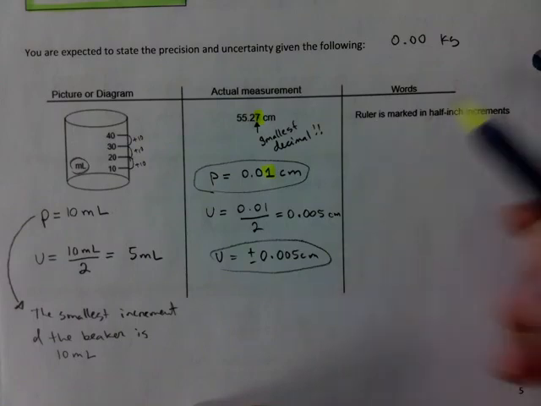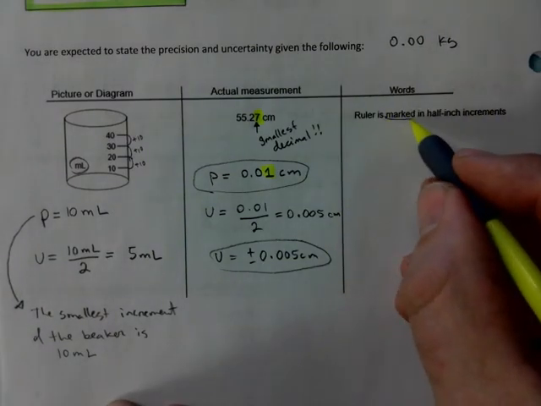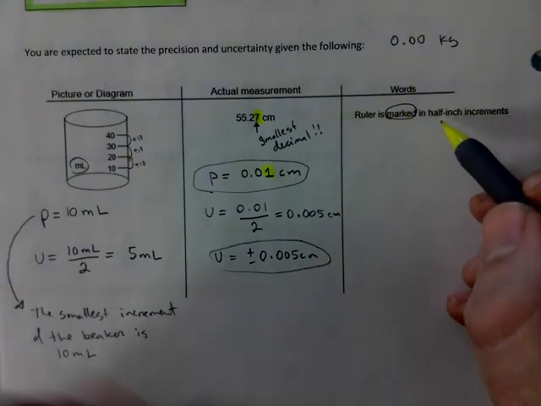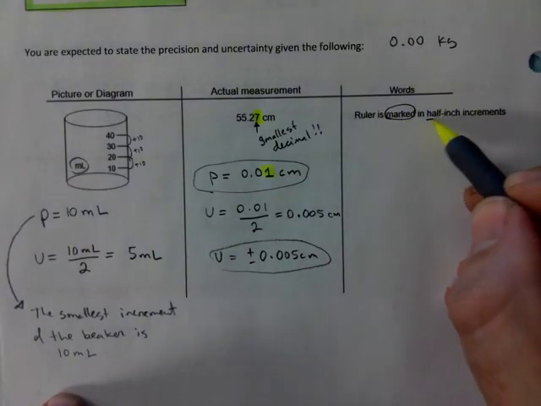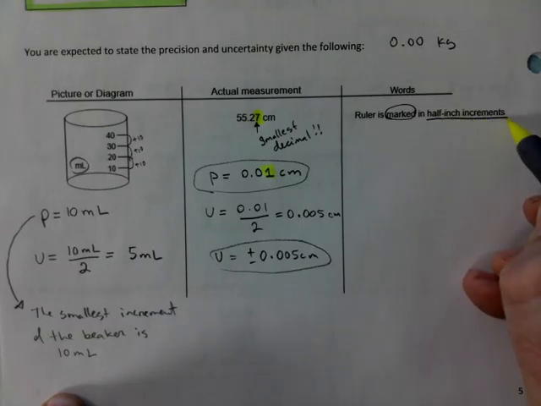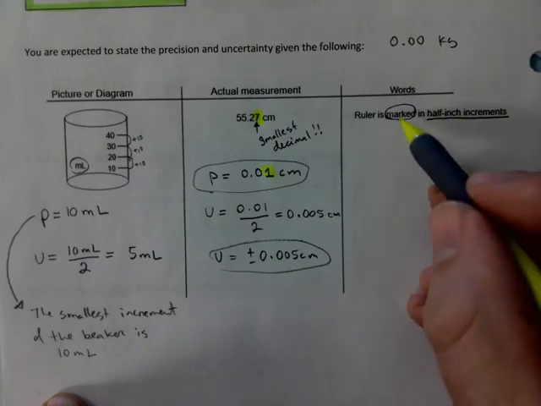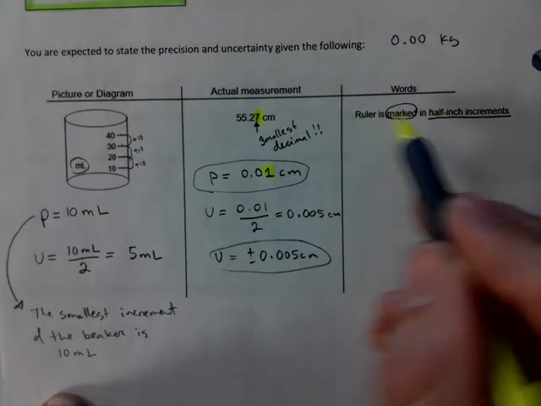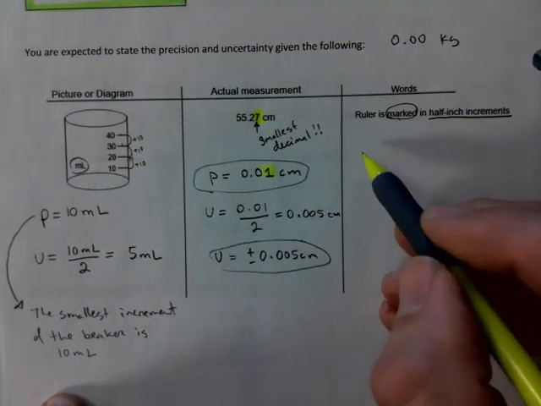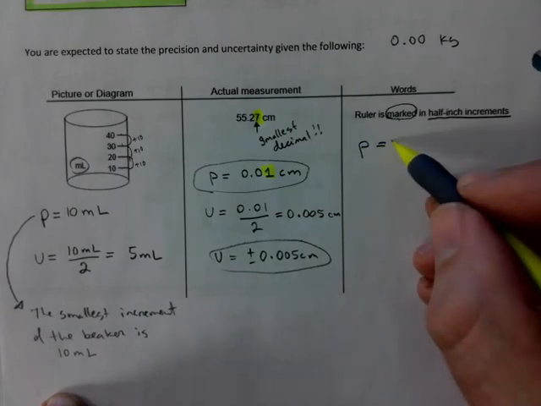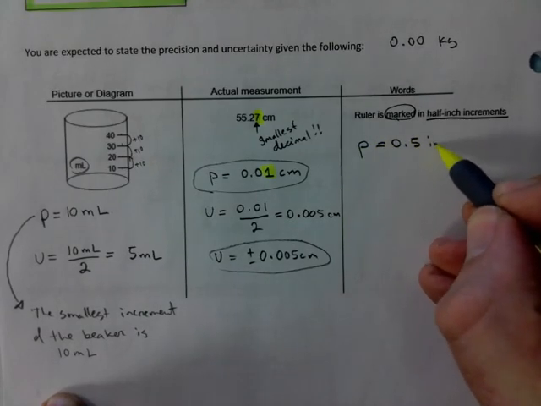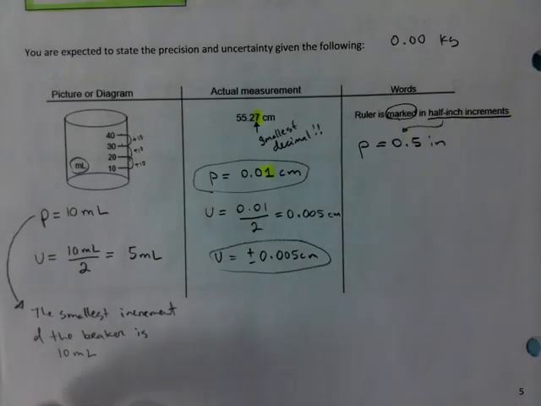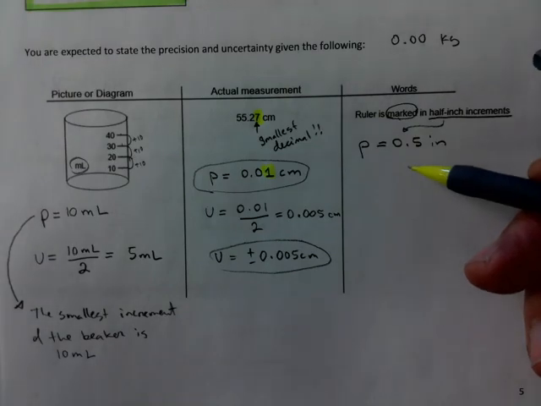Ruler is marked in half-inch increments. What does that mean? Marked, watch this. Are these markings? Yes. So right there, you got to imagine a container that's half-inch increments. So watch this. Precision is half an inch. That's what it is, just like that. I think this one is easy. Like if it says marked and whatever, just take that and that's your precision.